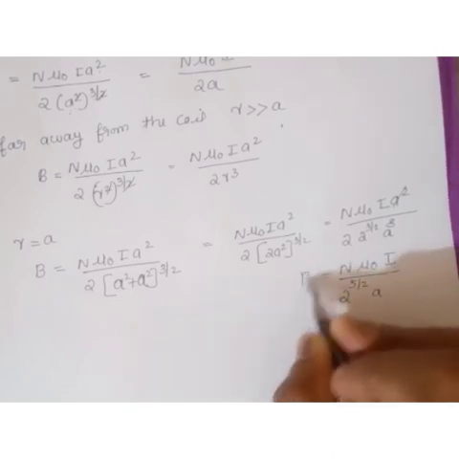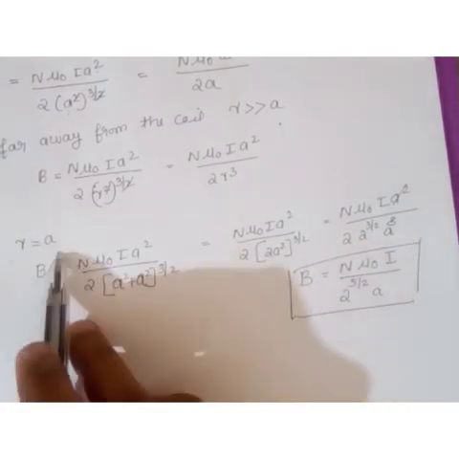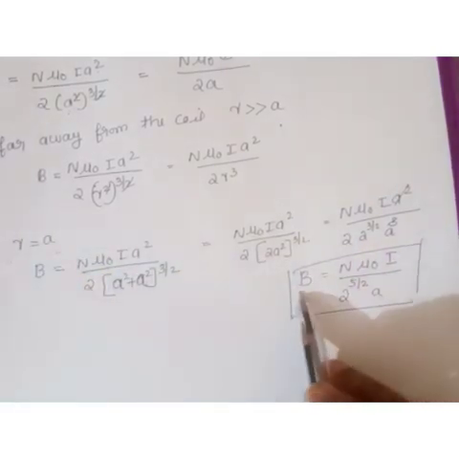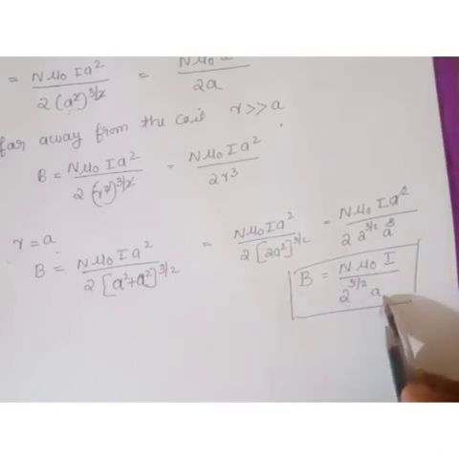This is the equation. Okay. When r is equal to a, the magnetic field becomes B is equal to N mu 0 I divided by 2 raised to 5 by 2 into a. Okay.